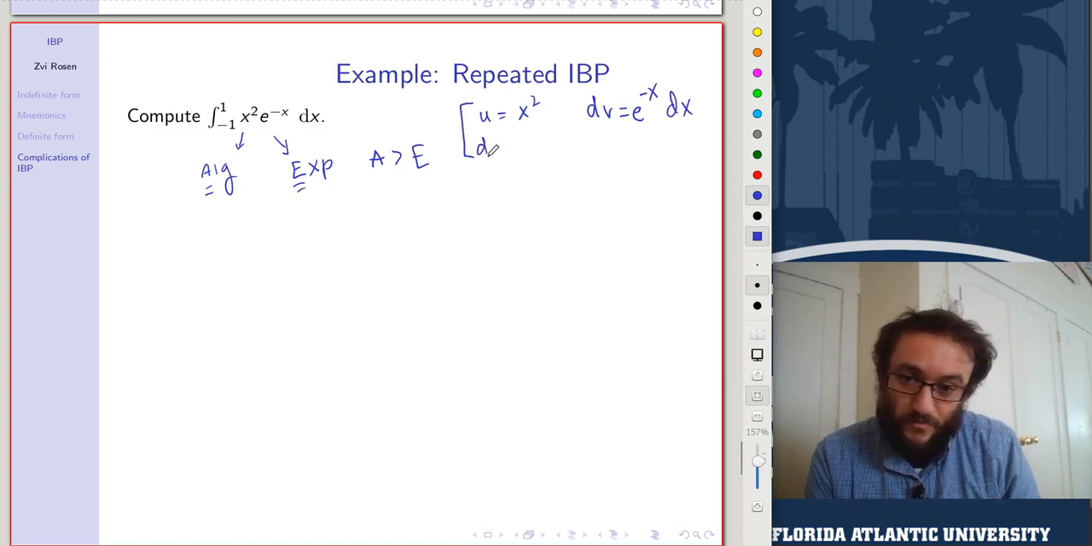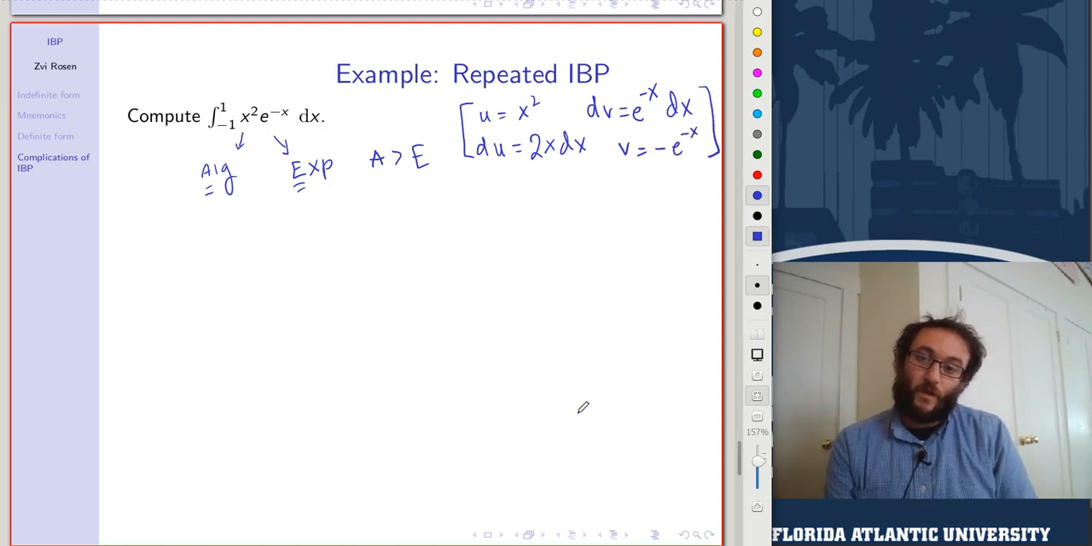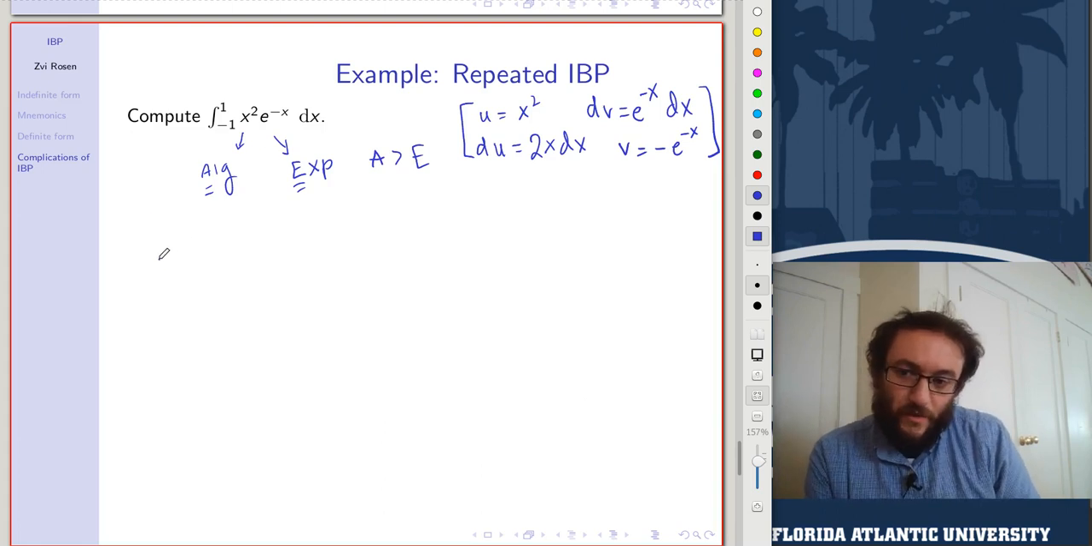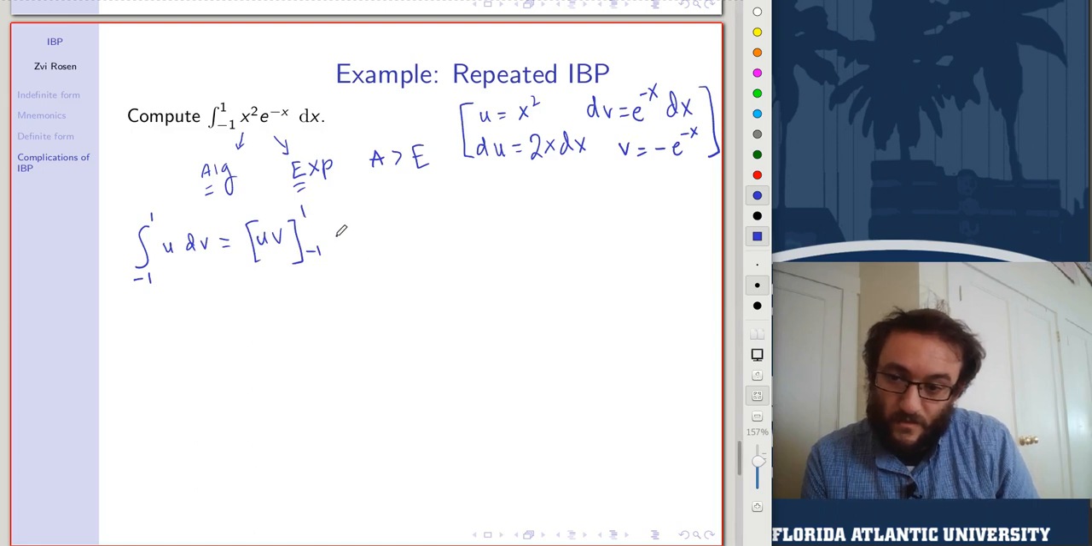Now taking derivatives, we have du equals 2x dx. And taking the antiderivative here, we know that v will be equal to minus e to the minus x. So now we can plug this into our definite form for integration by parts. We have the integral from minus 1 to 1 of u dv equals uv from minus 1 to 1 minus the integral from minus 1 to 1 of v du.